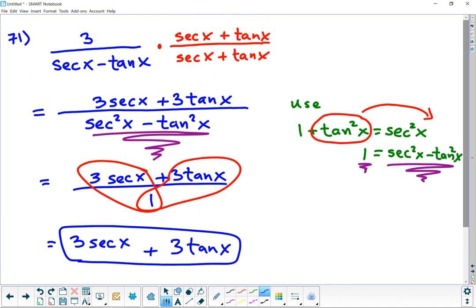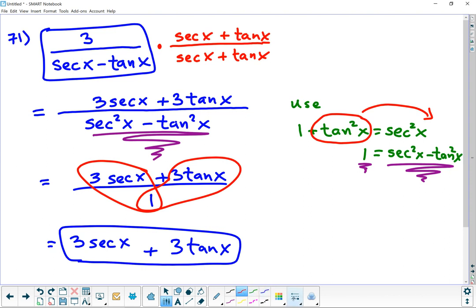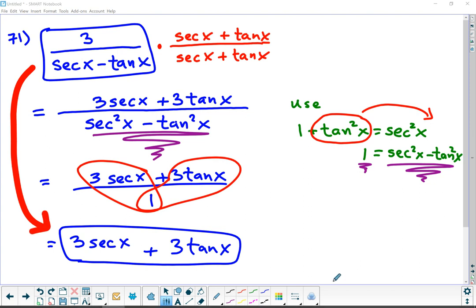That right there comes all the way from this fraction right here. Okay, so that right there comes from that. All right, that is a wrap.